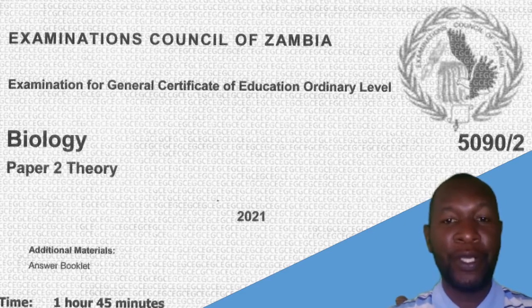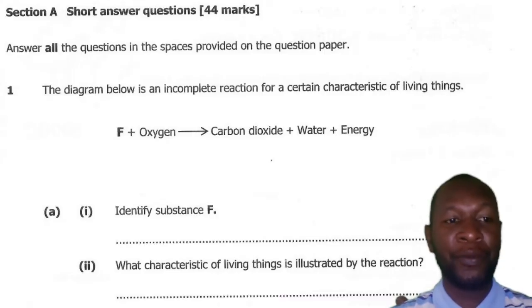In this video, I'll be describing the answers to biology paper 2 for 2021 for GCE candidates. Section A, short answer questions, 44 marks. Answer all questions in the space provided on the question paper.